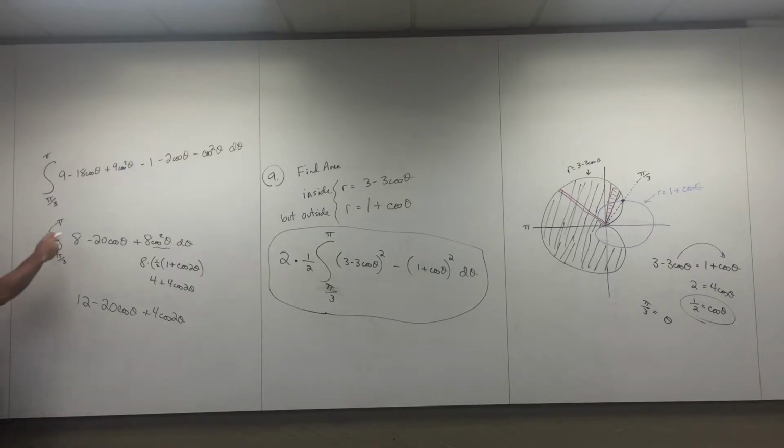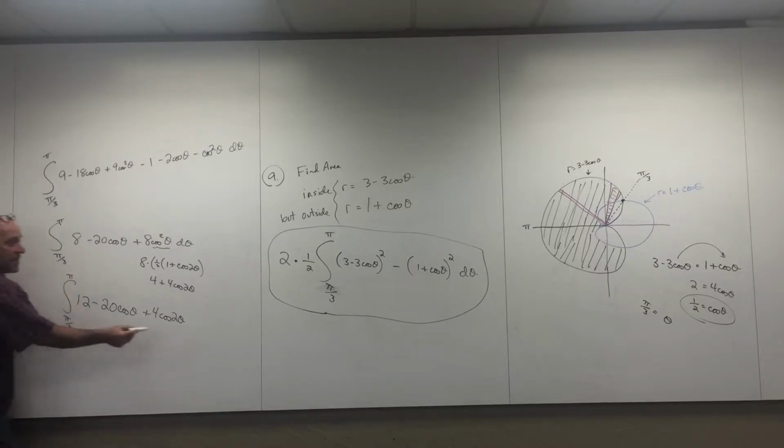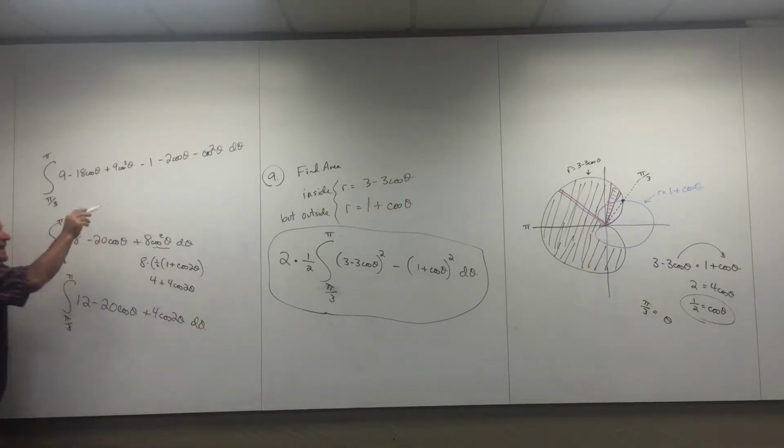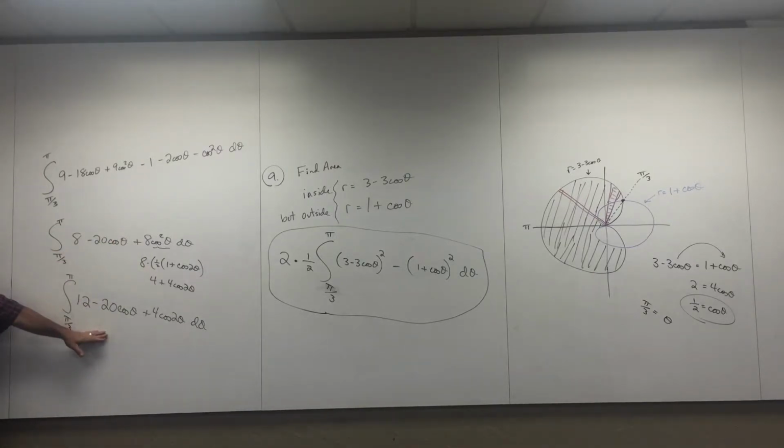Now, don't forget, I've done all this work and I still have not integrated. But I think I've done a good job foiling, combining like terms, doing my half angle formula right there. I'm patient. I don't freak out. Just calmly foil it all out, gather like terms. But now I think I'll integrate.